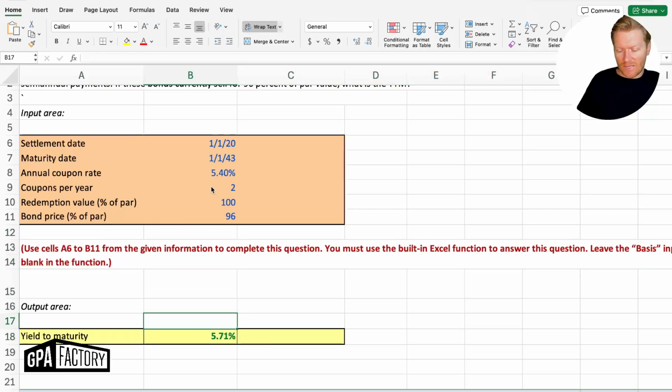All right, and that is it. So hopefully that makes sense. Not really too bad in terms of the Excel problems for this particular review session. But let us know if you have any questions on how to get those Excel formulas to do what you want them to do.